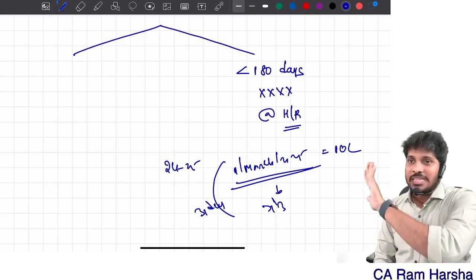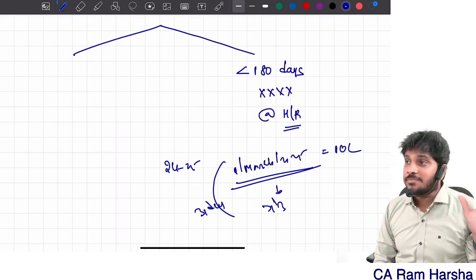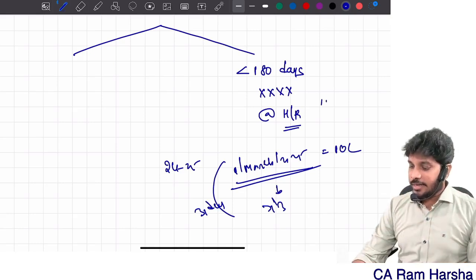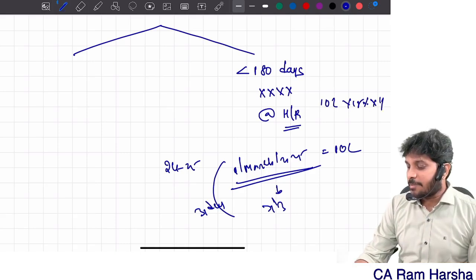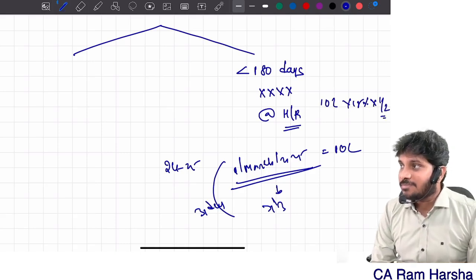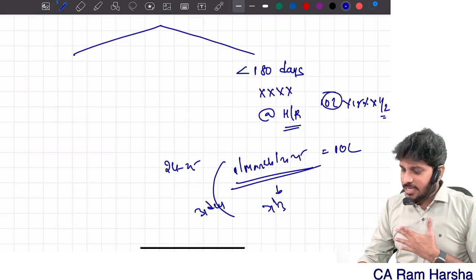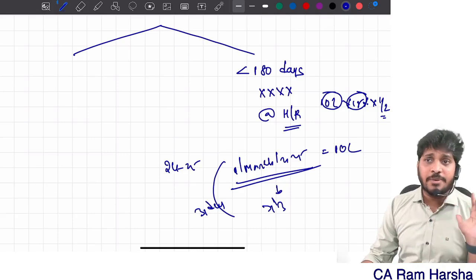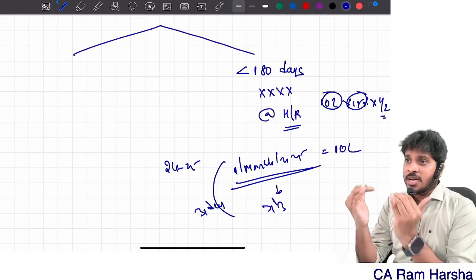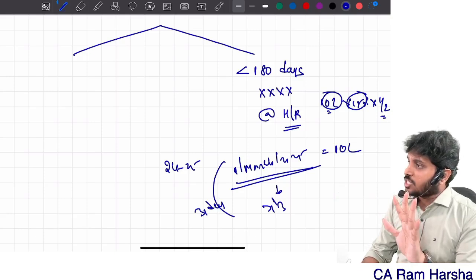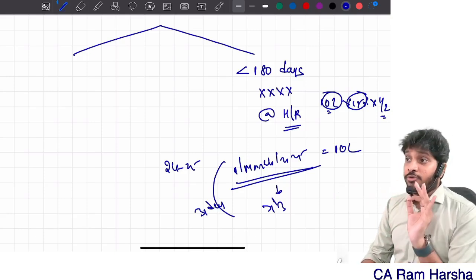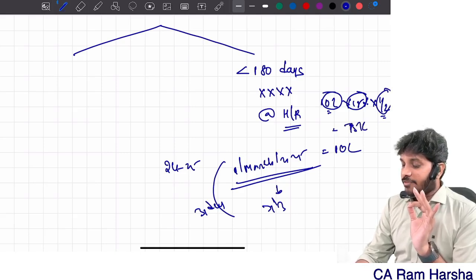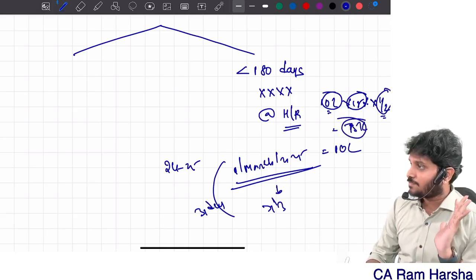But in income tax, the number of actual days is irrelevant. Is it used for less than 180 days? Yes. Then 10 lakhs multiplied by 15% multiplied by half rate, meaning 1 by 2 you should multiply. Let us assume the rate of depreciation for this asset under income tax is 15%. Cost is 10 lakhs, but you cannot claim full depreciation. You can only claim half depreciation. Therefore, 75,000 is the depreciation answer for this.